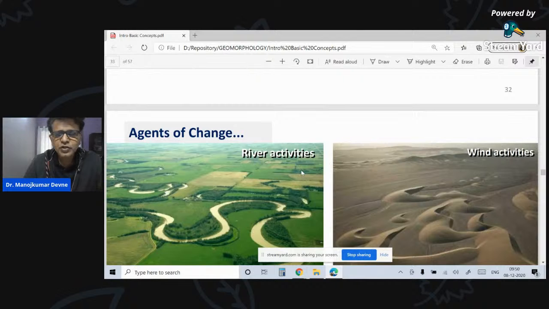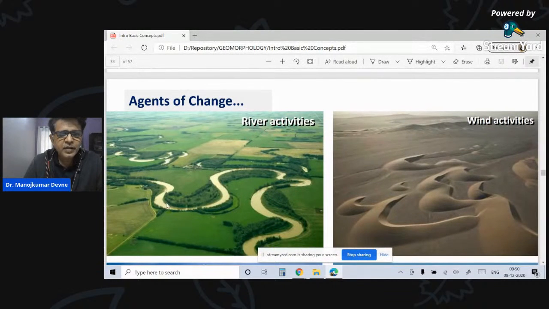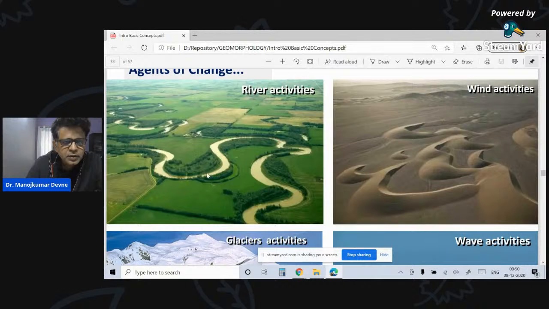What are these agents of change? Here you will see the river activities. This is an extensively meandering river. Here you can see how it is. This river has left behind oxbow lakes here and there, all the way here.